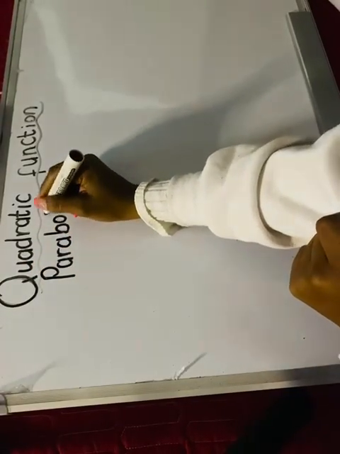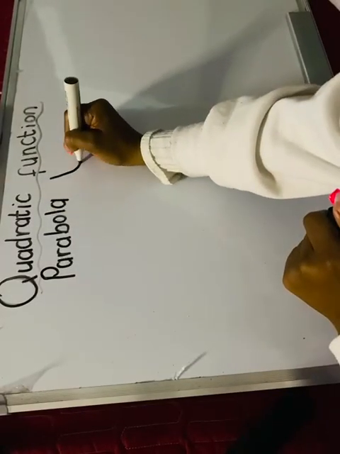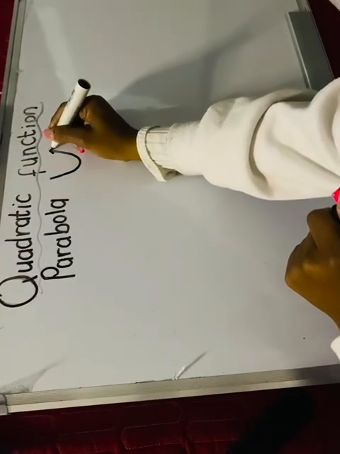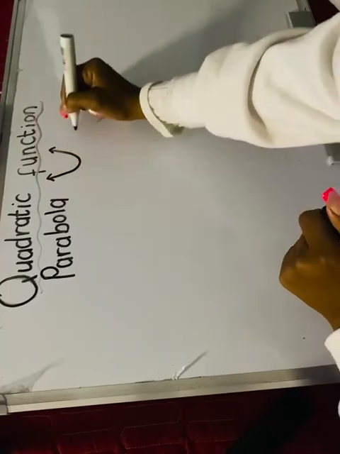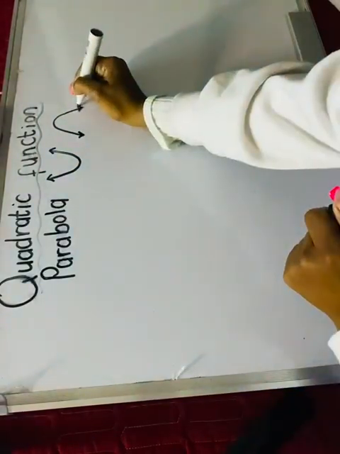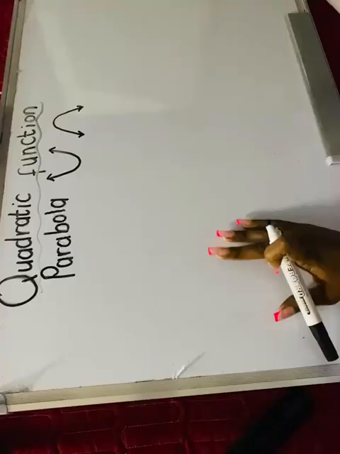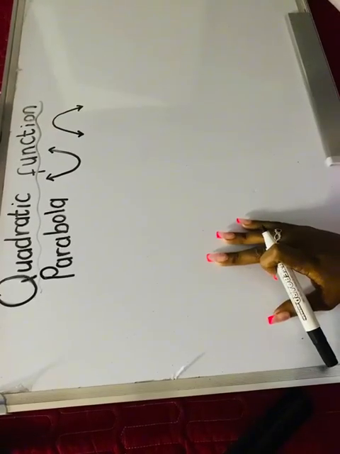Now, how does a parabola look? A parabola looks like this. It's a graph that looks like this, or it looks like that. So this is called a parabola, right? So let's start with the parabola's equation.